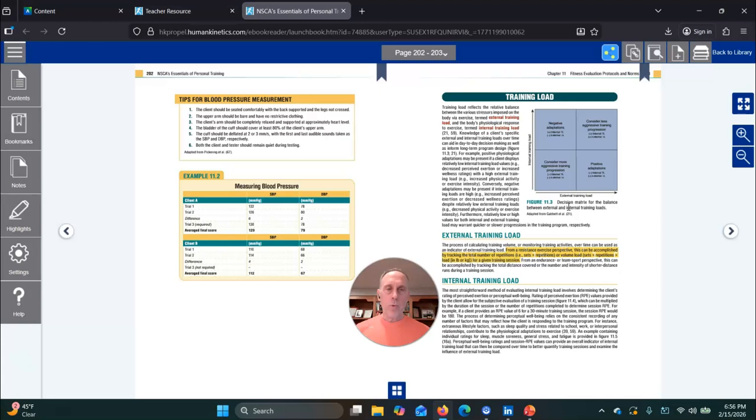I struggle with the response to exercise being named training load. It just doesn't, my brain can't wrap around it. It should be like training adaptation as opposed to load, but nonetheless.